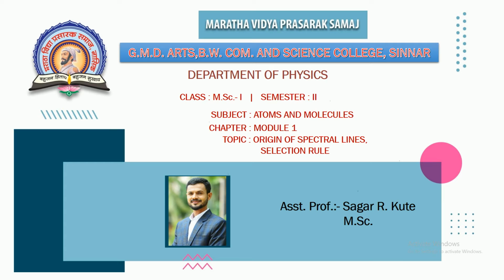Now, in the last lecture we discussed division of quantum number, electronic configuration, exclusion principle and Hund's rule. Now, in this lecture we will discuss origin of spectral line and selection rule. First will be the origin of spectral line.